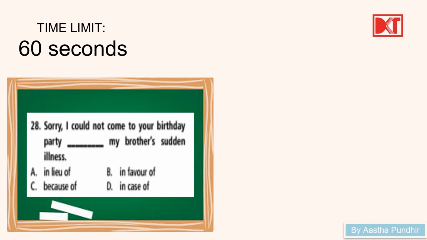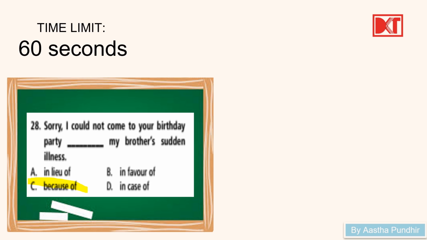Okay, here next. Sorry, I could not come to your birthday party, dash, my brother's sudden illness. A: In view of my brother's sudden illness. B: In favor of. C: Because of. Or D: In case of. And here the correct answer is C.